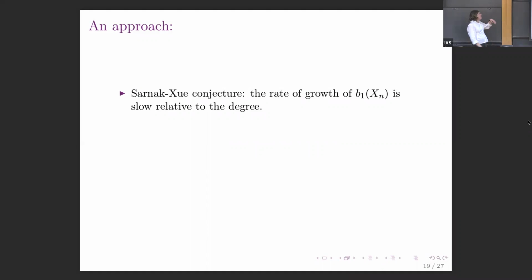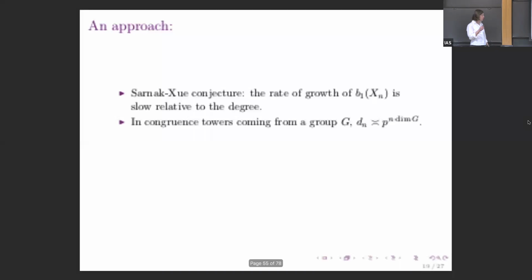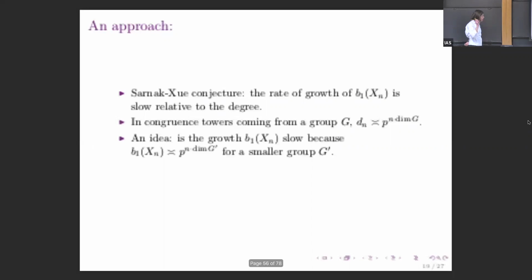Okay, so let me give you an idea for a strategy based on these Sarnak-Xue conjectures. So what does the conjecture say? That the rate of growth should be very slow relative to the degree, particularly if the manifold has high dimension. Well, I've told you that in congruence towers, the degree grows like p to the n times the dimension of the group. Here's an idea, which is not mine. I think it's Peter's.